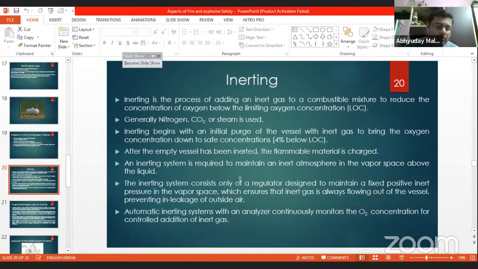If I purge this empty storage tank with nitrogen or carbon dioxide beforehand, then the concentration of oxygen inside the storage tank that was there previously will be reduced drastically, so that after inerting, I can safely pour the combustible ethylene into the tank.